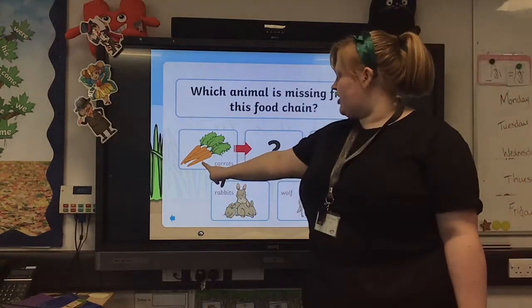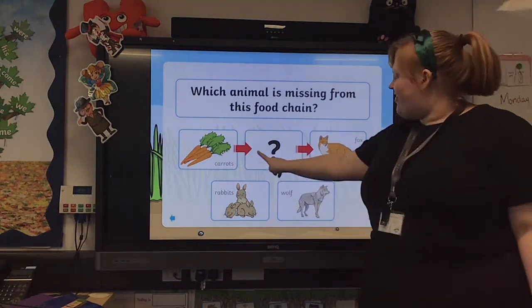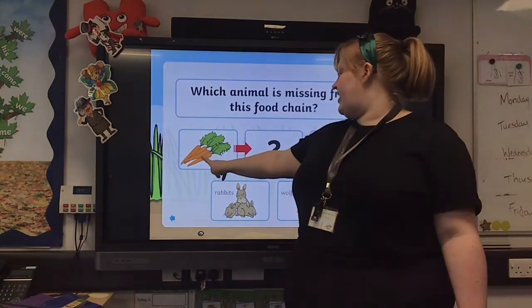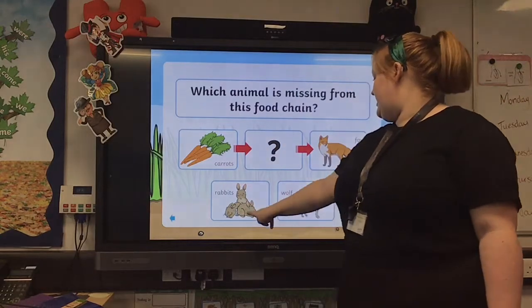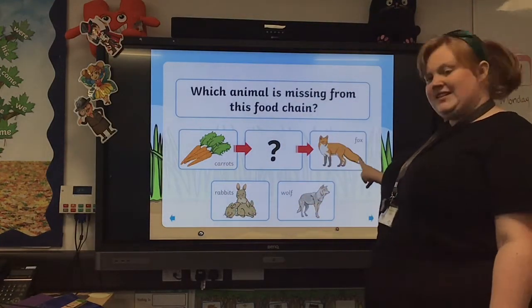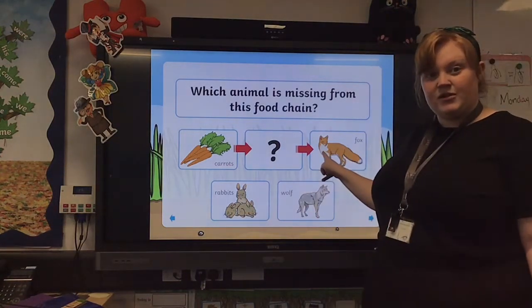So carrots are eaten by question mark. And then this is eaten by a fox. Do you think we're missing rabbits or a wolf? Are wolves eaten by foxes? Are rabbits eaten by foxes?